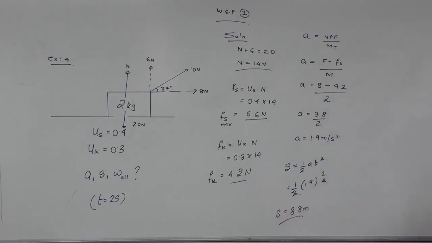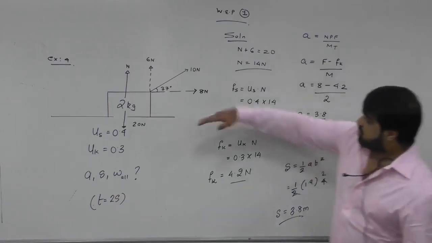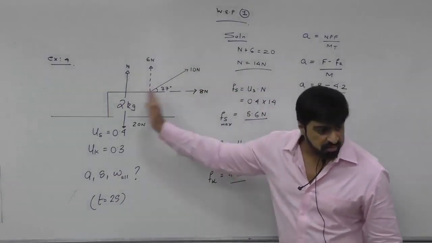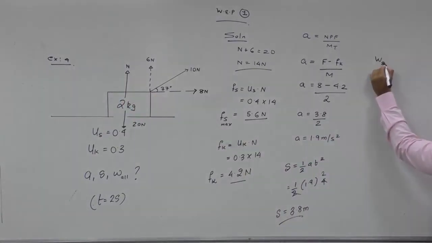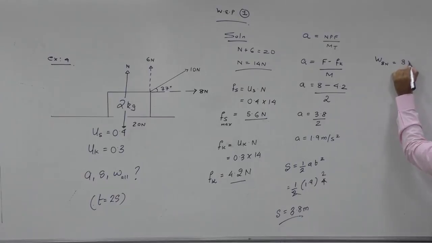Got it? Work done by all forces. How many forces are there? Up also, front also, back also. So can I say work done by 8 Newton will be 8 into displacement into cos 0? Whatever answer comes will become positive joules, right?